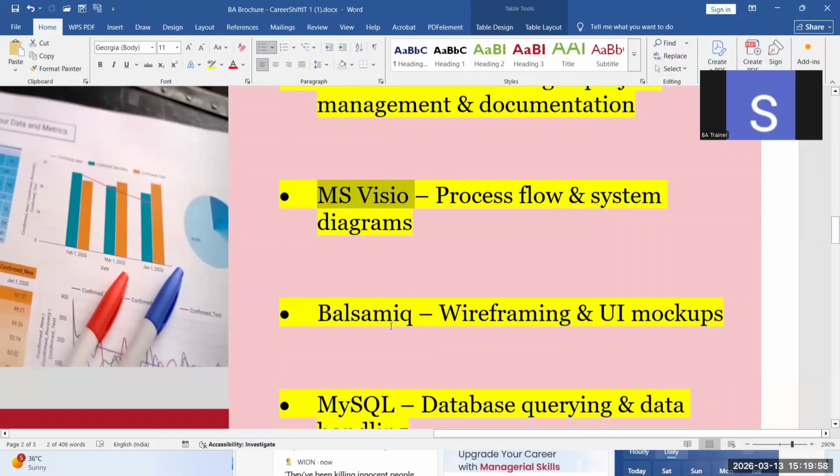And the next one is Balsamiq. Balsamiq is a tool that a business analyst primarily uses for creating wireframes, which you will be showcasing to the stakeholders. So we will be teaching you that as well.